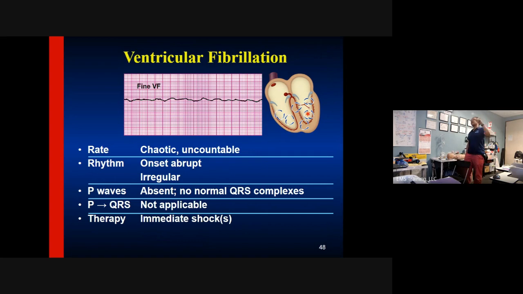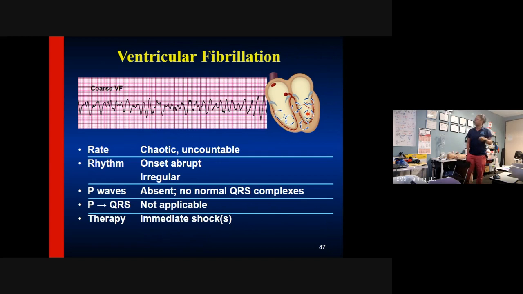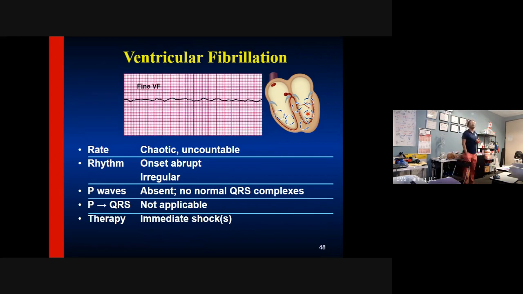All right, now we can have what we call fine VFib, meaning instead of being a really big line, it's a little tiny line. So a big line would be coarse VFib, a small line would be fine VFib. Same thing, we're going to treat it, we're going to shock them. CPR, our cardiac arrest protocol.